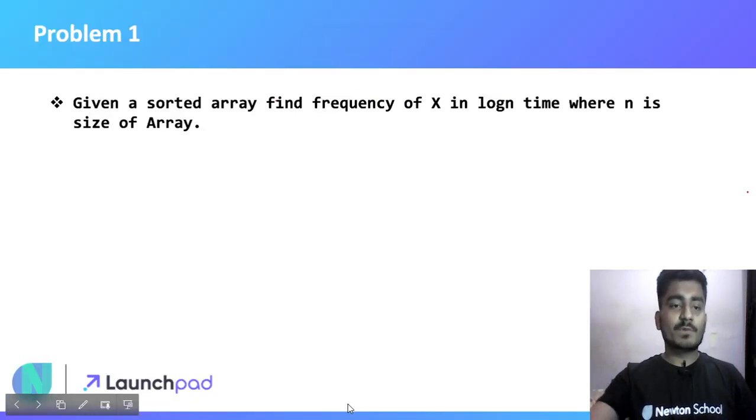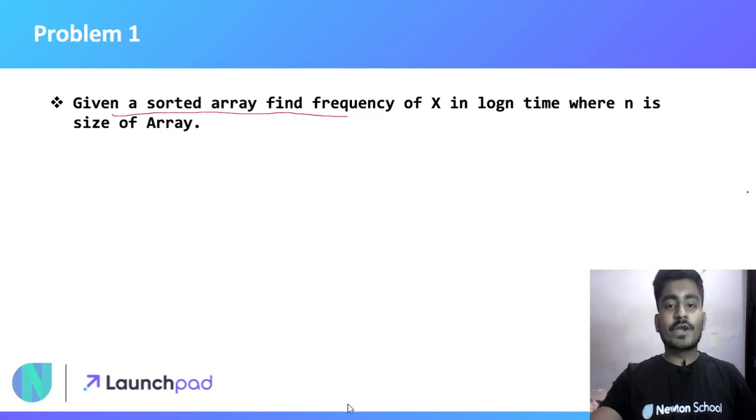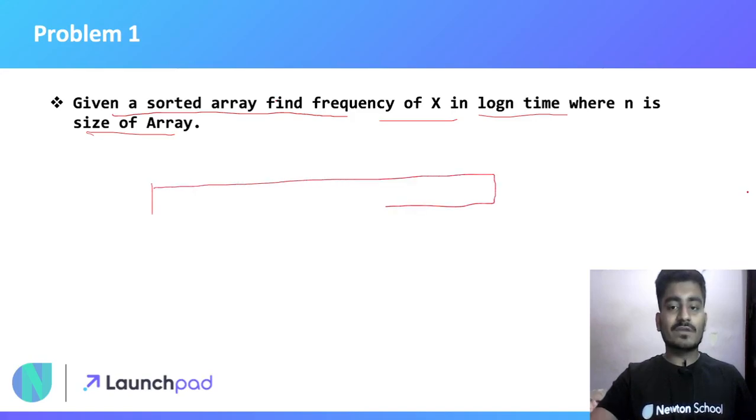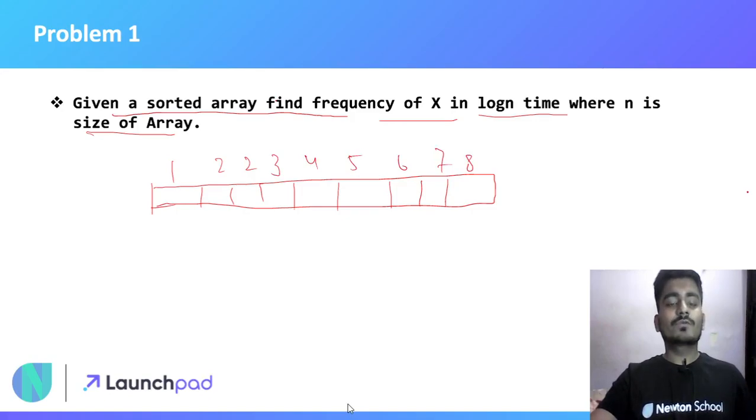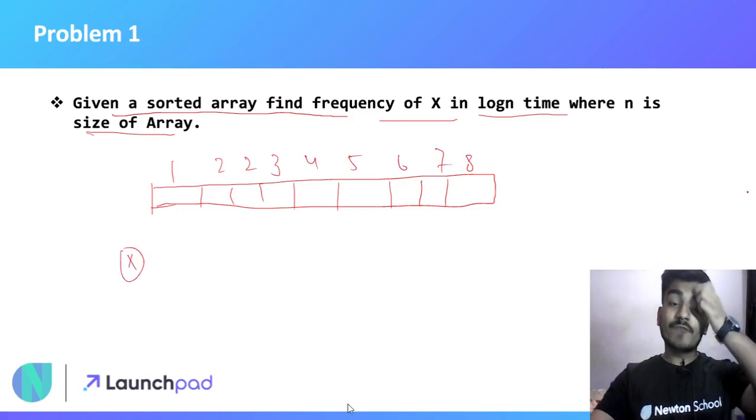Let's see our first problem for today. Given a sorted array, we have to find the frequency of x in log n time, where n is the size of the array. The question is simply saying that you have a sorted array with some values in it like 1, 2, 2, 3, 4, 5, 6, 7, 8, and you have some value x. You have to find the frequency of x in the sorted array.